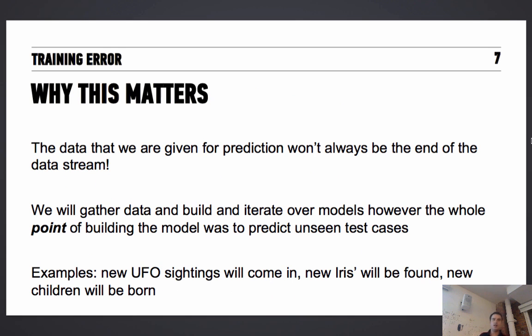Why does this matter? The data that we're given for prediction is not the end of the data stream. If new UFO sightings come in, new irises will be discovered, new children will be born, all of these things. Tonight, there are UFOs reported every day, literally every day. But I haven't looked at them yet, because they haven't happened yet. So the data that I fit to my model does not know about the UFO sightings tomorrow. This is the data that I'm talking about when I say beyond the training data. Because data didn't just stop when you told it to. Stock prices change, UFO sightings come in, children are born.